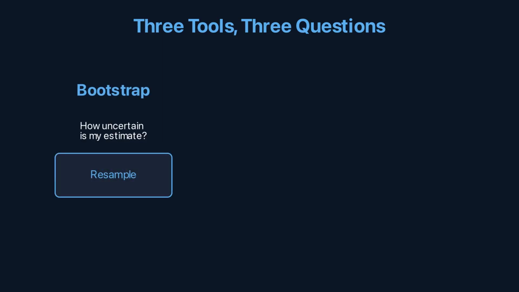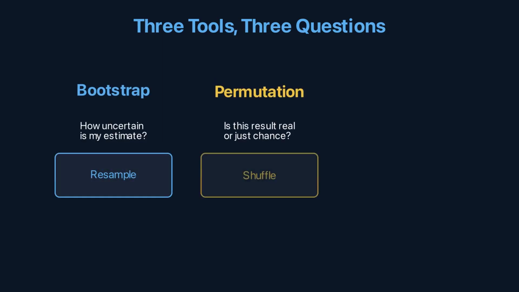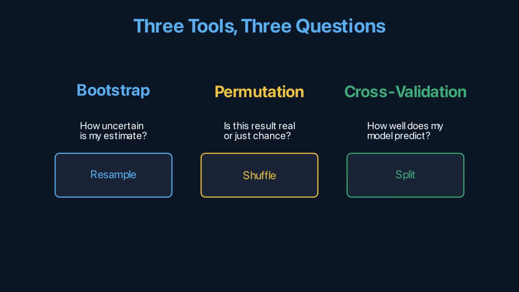3 tools, 3 questions. Bootstrap: how uncertain is my estimate? Permutation: is this result real or could it happen by chance? Cross-validation: how well does my model predict new data?